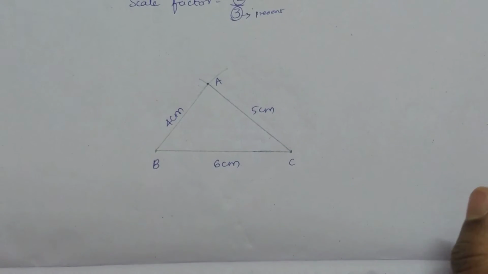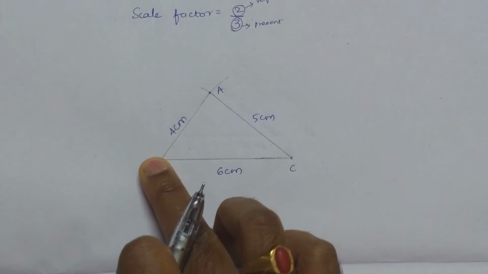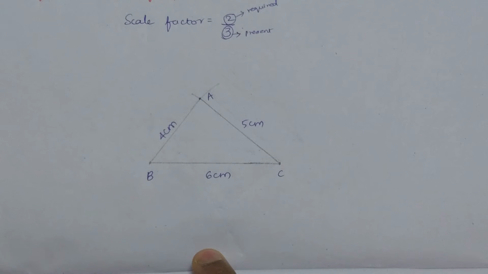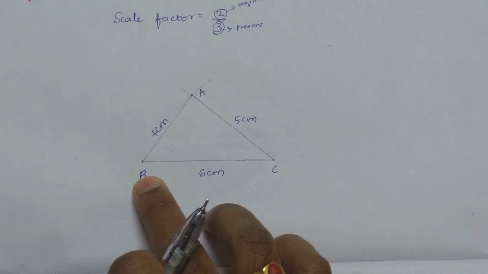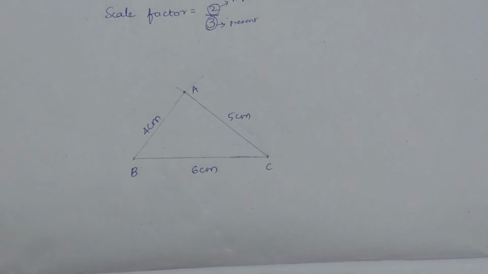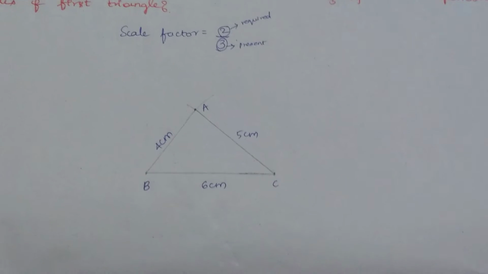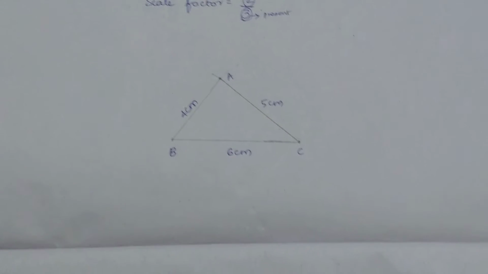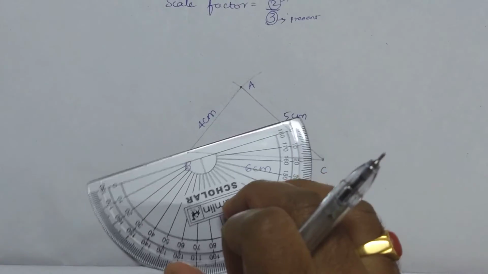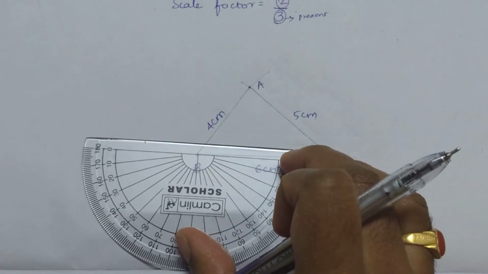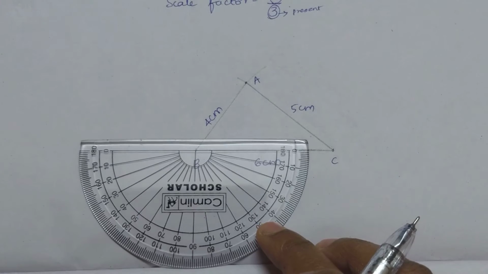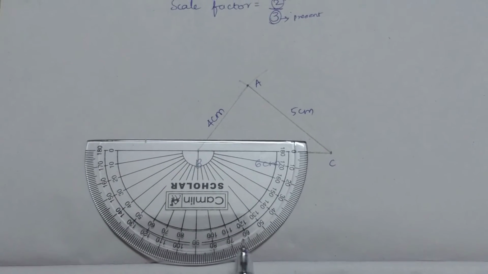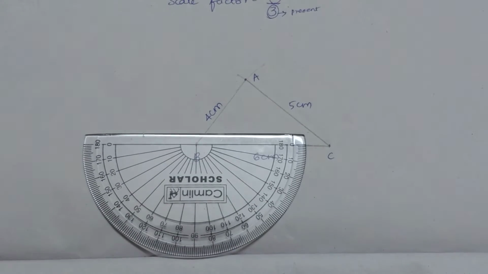After that, what will be the next step? I told you that we have to draw a ray from B. Draw a ray BX such that the ray makes an acute angle with BC, opposite to the vertex A. Correct? Making an acute angle with BC means what? Let's take the protractor and put it here on the point B. Acute angle means less than 90 degrees.